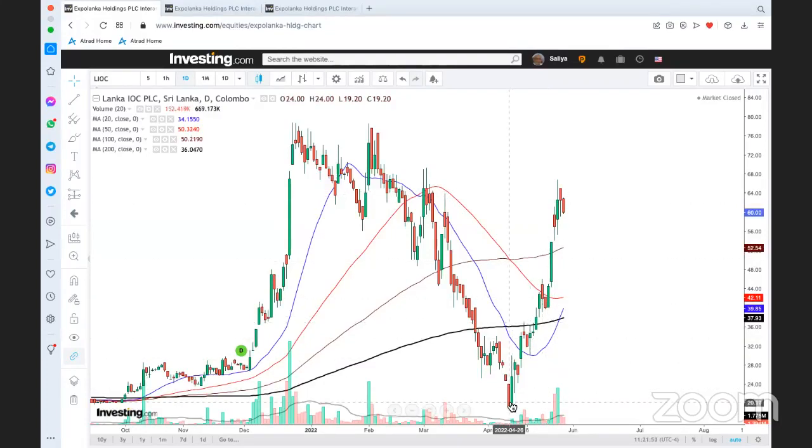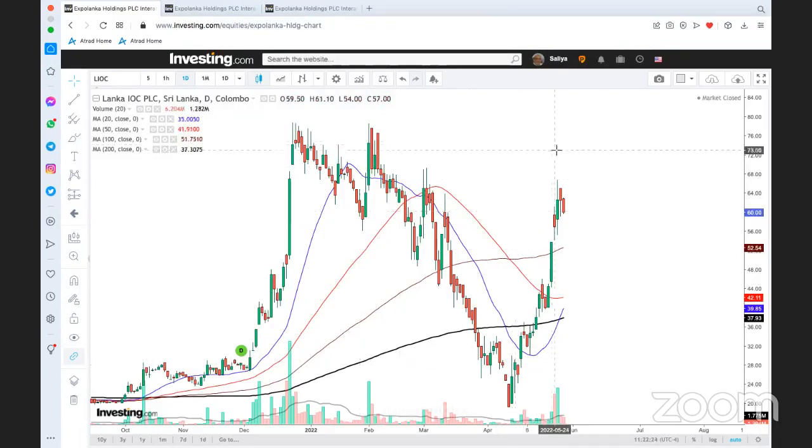The reason I'm saying it's a strong uptrend is because, first of all, the price has crossed above the 20-day moving average. Secondly, it has crossed the 200-day moving average. Thirdly, it has crossed above the 50-day moving average. And also it has crossed above the 100-day moving average, right? The volumes obviously have increased. Therefore, LIOC is in a very strong uptrend.